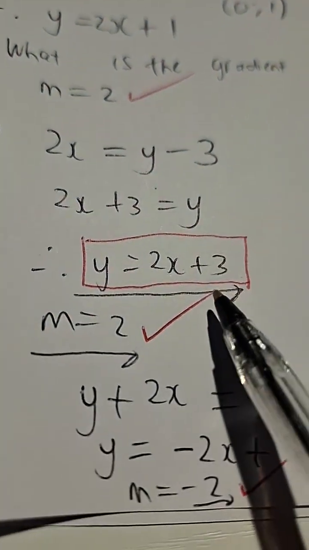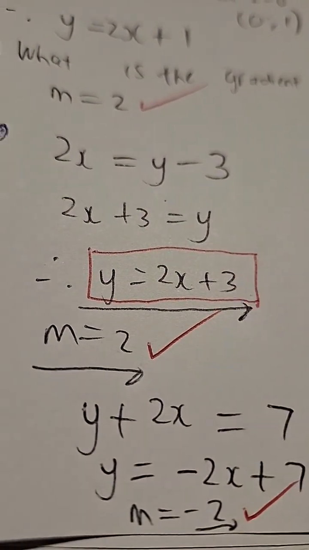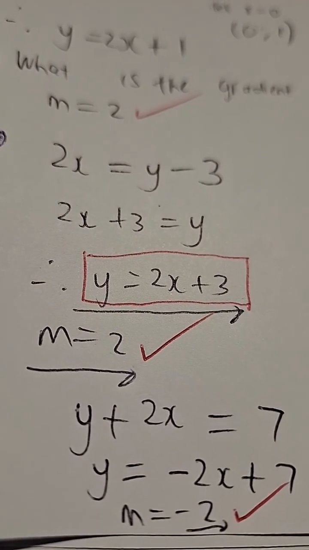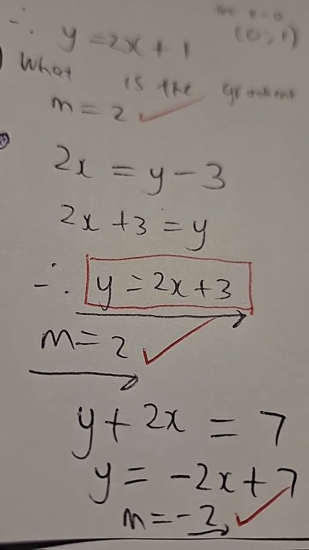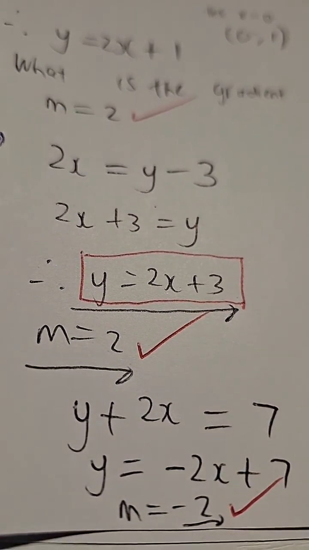Okay, let's move on to this one. Y is equal to 2x plus 3. What are the coordinates of the y-intercept here? What are the coordinates of the y-intercept?